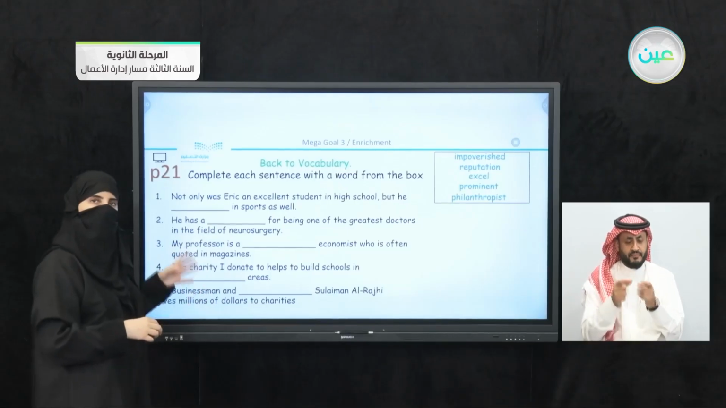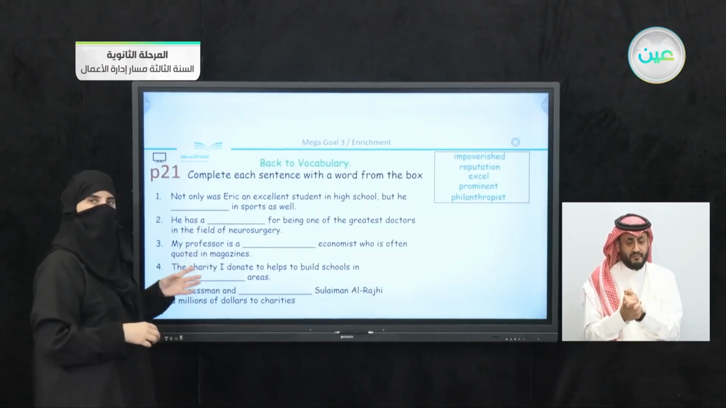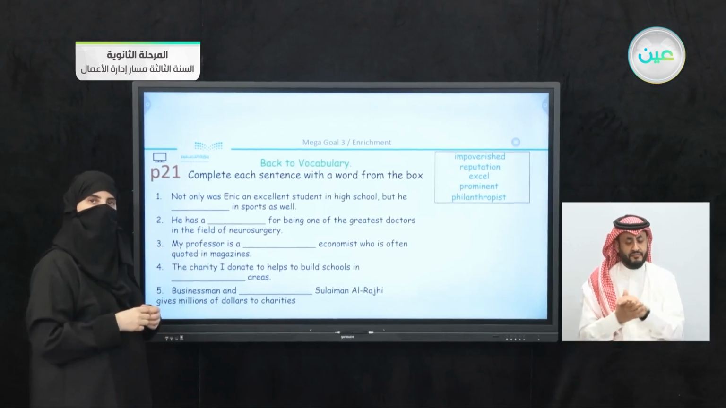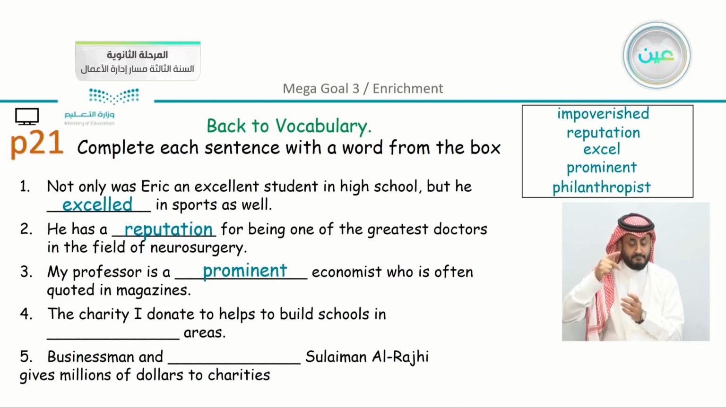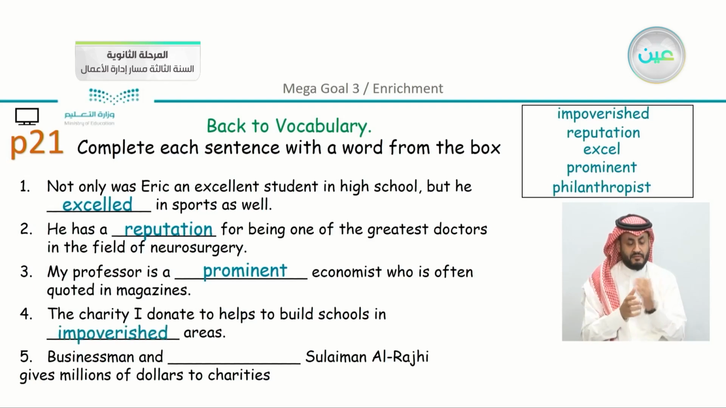Okay, if you just recall the exercise here, now just to check your answers and make sure that you are on the right track here. We have the first one. Not only was Eric an excellent student, but he excelled. He has a reputation for being one of the greatest neurosurgeons. My professor is we can say, yes, a prominent economist. The charity I donate to helps to build schools in impoverished areas. And the last one, if you recall, businessman and philanthropist Sulaiman Rajhi.